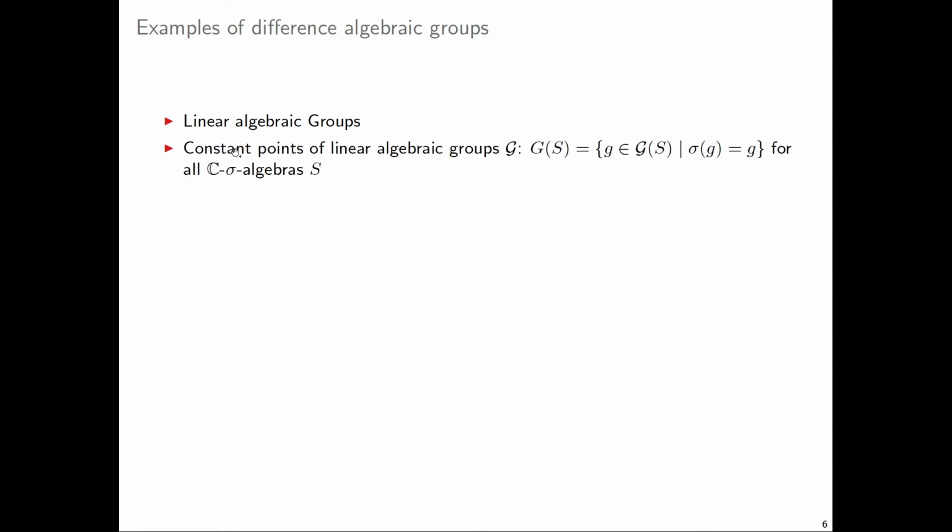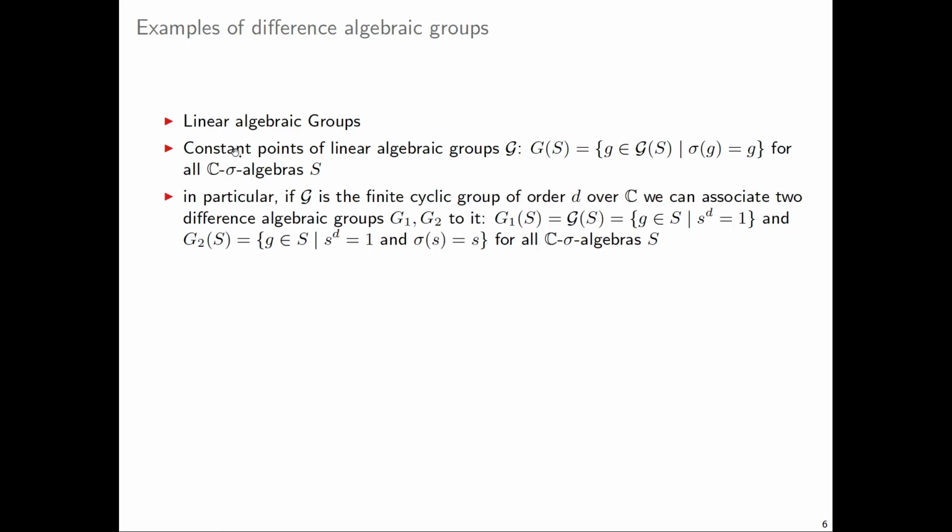And then if you have such a linear algebraic group curly G, you can define a subgroup of constant points, which means the matrices where every entry is stable under sigma. So that's something that's not an algebraic group. And in particular, if you have a finite cyclic group, there are two ways to view it as a difference algebraic group. So you can directly view it as a difference algebraic group by just taking the same set of points. Or you can say, in addition, every entry needs to be constant, and it's the constant subgroup.